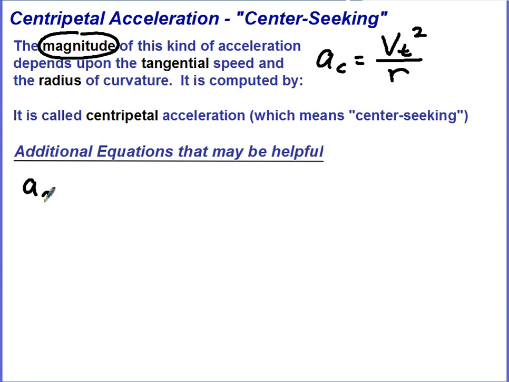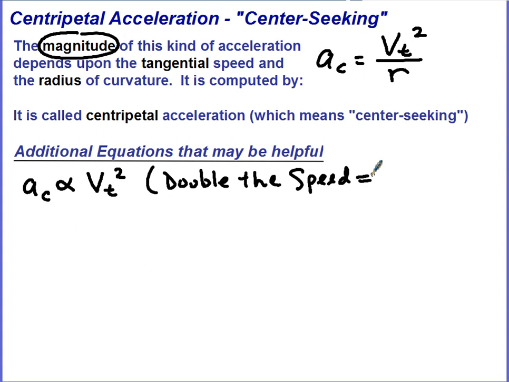We can say that a sub c is proportional to, so I'm using that symbol alpha to mean proportional, it's proportional to the square of the speed. So if I double the speed at which an object moves through a circle, that corresponds to a fourfold increase in the centripetal acceleration. So doubling the speed quadruples the acceleration. Okay, so it's proportional to the square of that speed.